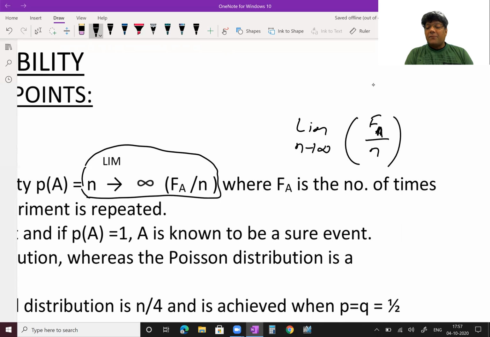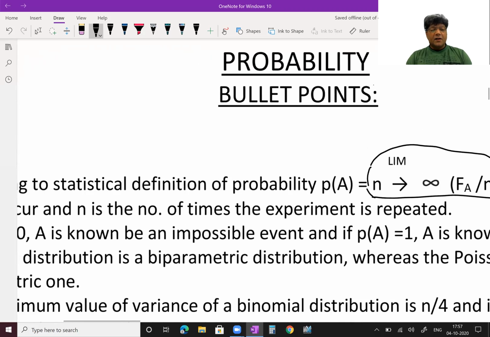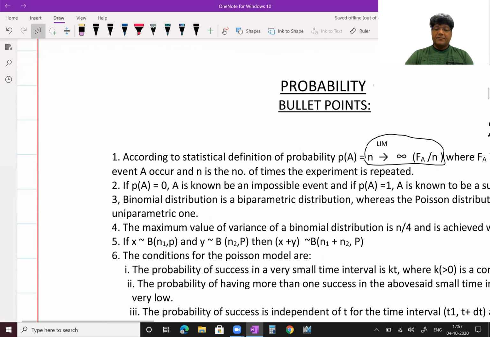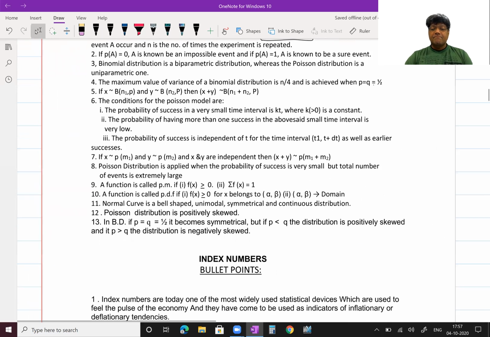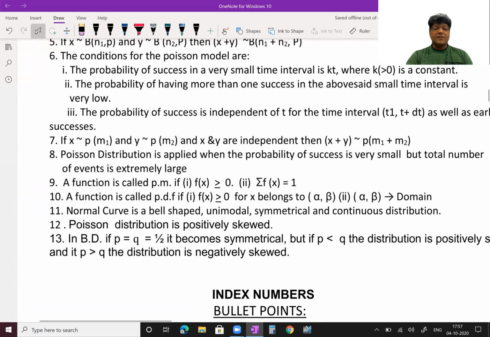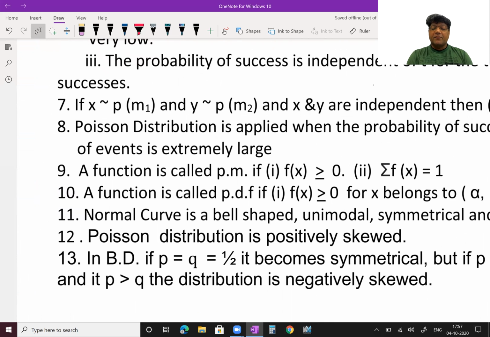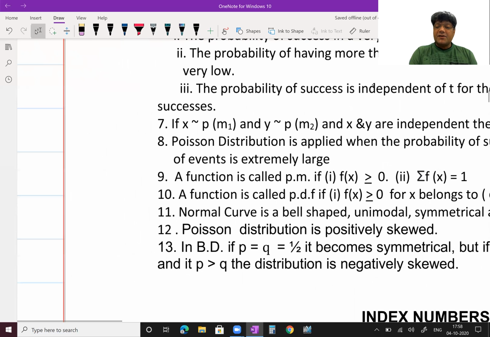See, you can write fa, or simply you can write f by n, where fa is what? The number of times event A occurs, and n is the number of times the experiment is repeated. Correct. Next. Guys, this point number 10 and 9, see, a function is called PMF or PM. Guys, here this word is missing f. It is written PM. It will be PMF.